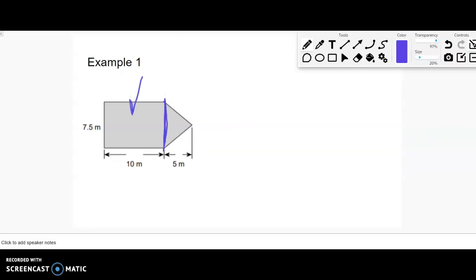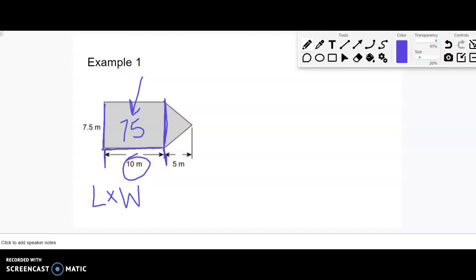So this rectangle, we can say, okay, do we know how wide it is? Yes, we do, 7.5. Do we know how long it is? Yes, we do, 10. Okay, it tells me right here, from here to here is 10. So I can find the area of the rectangle. How do I find the area of a rectangle? Length times width. So 7.5 times 10. You can do it on a calculator. I'll tell you it's 75.